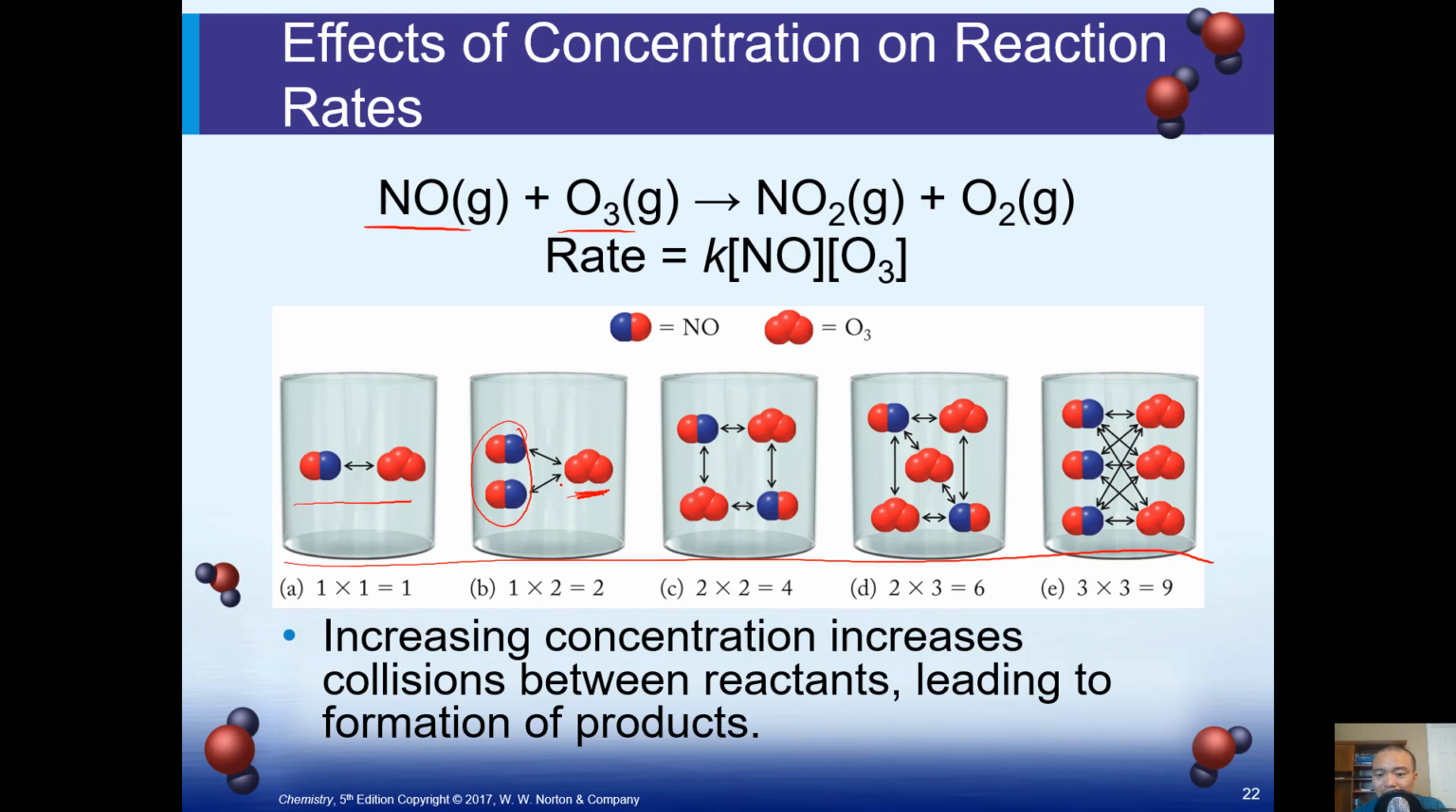Then moving to the third flask, we now double the concentration of O3 as well. The probability of collisions increases by another factor of 2. So now we have 4 times greater than in the first flask. Similarly, increasing the concentration of NO and O3 by a factor of 3 each compared to the first flask increases the probability of collision by 3 squared, or 9 times.